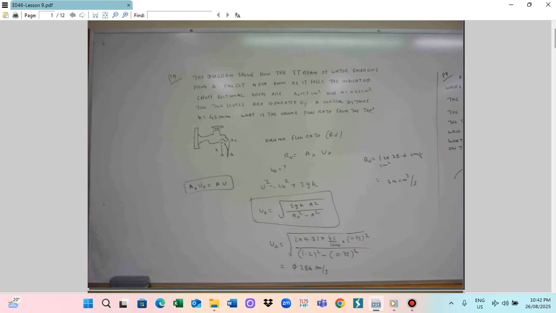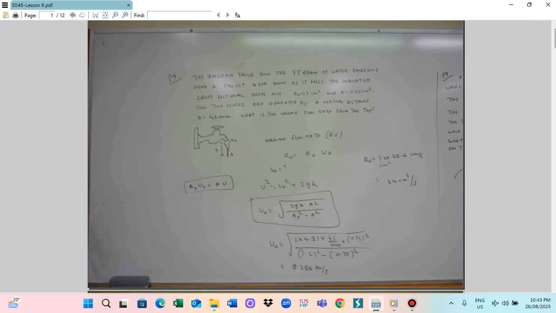For the water pipe, this area is A0 and this area is A. In this case, A0 is 1/2 centimeter square, and A is 0.35 centimeter square. So we have to calculate. The two levels are separated by a vertical height of 0.45 millimeter. The volume flow rate from the test has to be calculated.